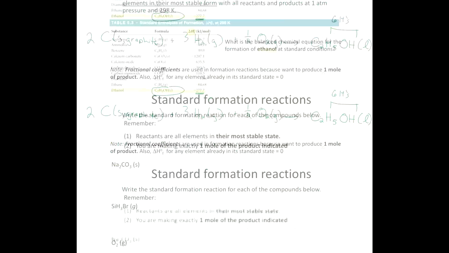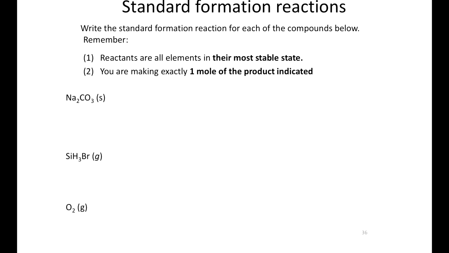Okay, so let's do some more here. Let's also write the formation reactions for these different substances. So our strategy here is you're going to take your substance, make it a product, and form it from its elements in their most stable state. So you're going to go through all of them. So first we have sodium. Sodium in its most stable state, it's a metal, so it's most likely going to be a solid.